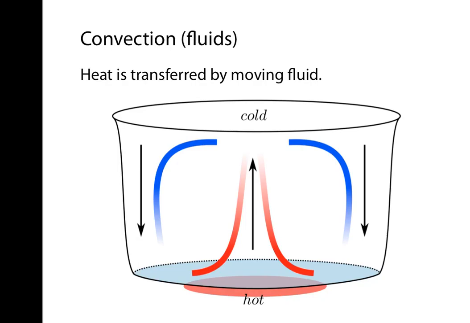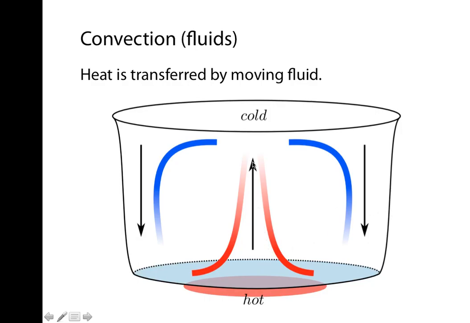Convection is our second method of energy transfer. Convection works with fluids, i.e. gases and liquids. In the example here, which is a pot of fluid, the bottom is heated, so the fluid near the bottom gets hot by conduction. It conducts through the surface. Because it's hot, the particles spread out. Because the particles are spread out, it becomes less dense, and because it is less dense, it therefore rises.